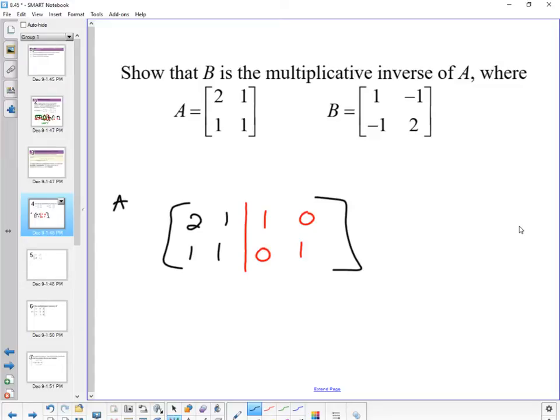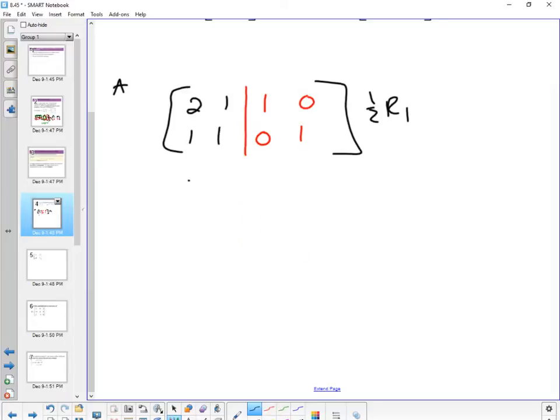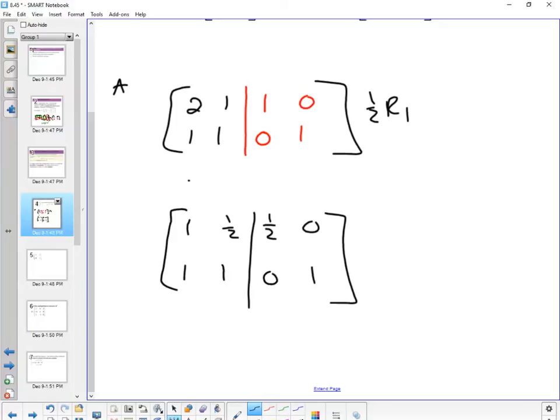Yeah. So I want this 2 to become a 1. I'm going to take row 1 and multiply it by 1/2. Simple enough? So that means I've got 1, 1/2, 1/2, 0, and then this doesn't change, so I've got 1, 1, 0, 1, right?